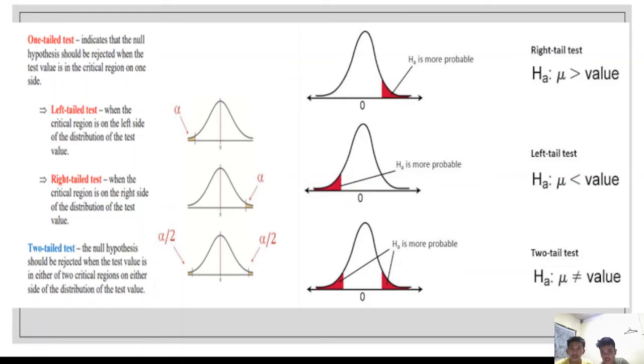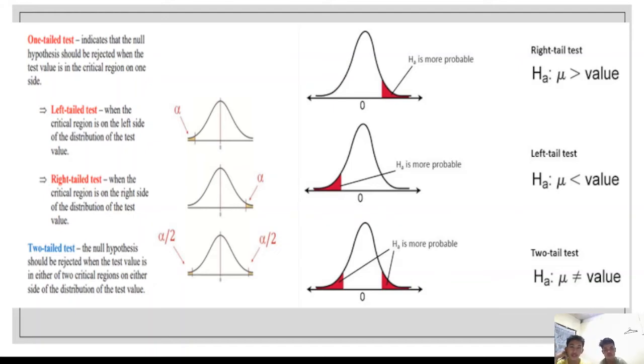We have the left-tailed test and the right-tailed test. A left-tailed test is when the critical region is on the left side of the distribution of the test value. Tapos, a right-tailed test is when the critical region is on the right side of the distribution of the test value. And the next is the two-tailed test. The null hypothesis should be rejected when the test value is in either of the two critical regions on either side of the distribution of the value.